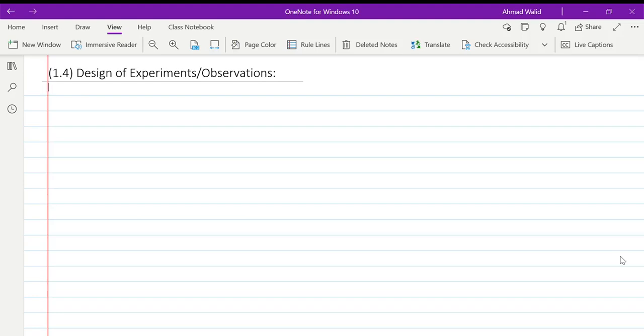Hello all, let's start section 1.4. In 1.4, I will discuss for you design of experiments and observations. Basically here what I want to explain for you is the difference between an experiment, collecting data from an experiment, or collecting data out of an observation. What are the differences you have to know?